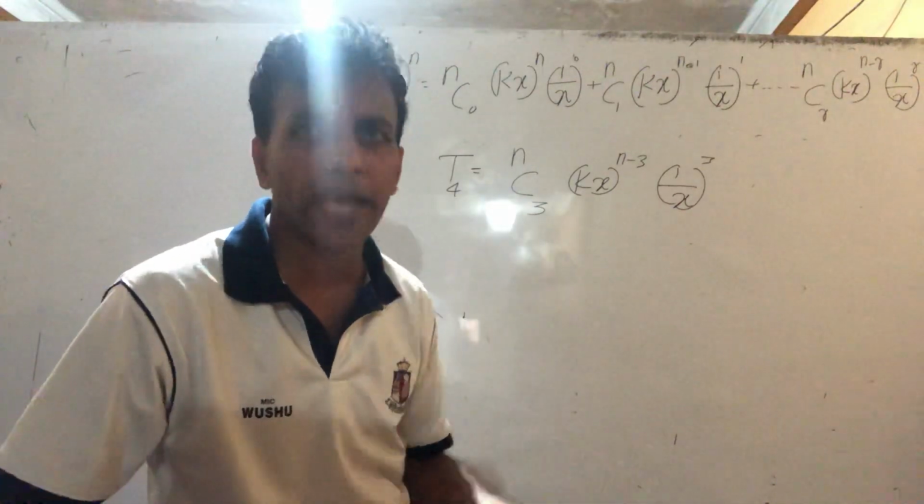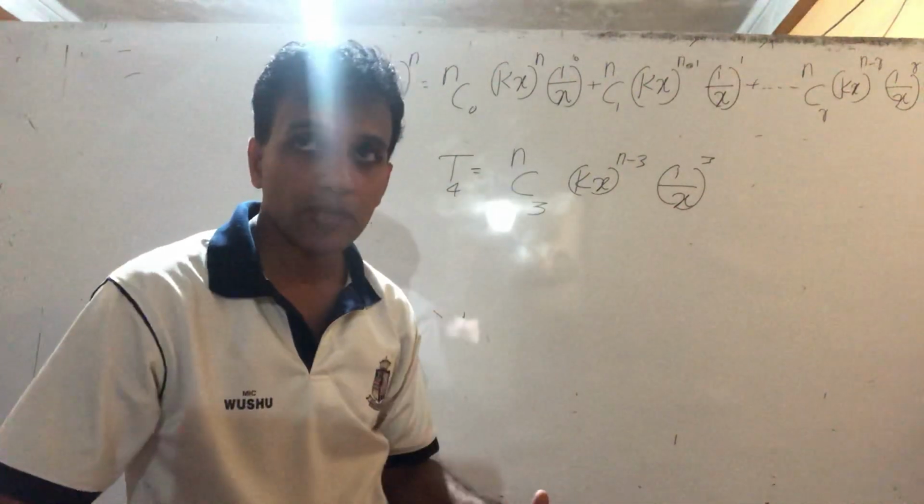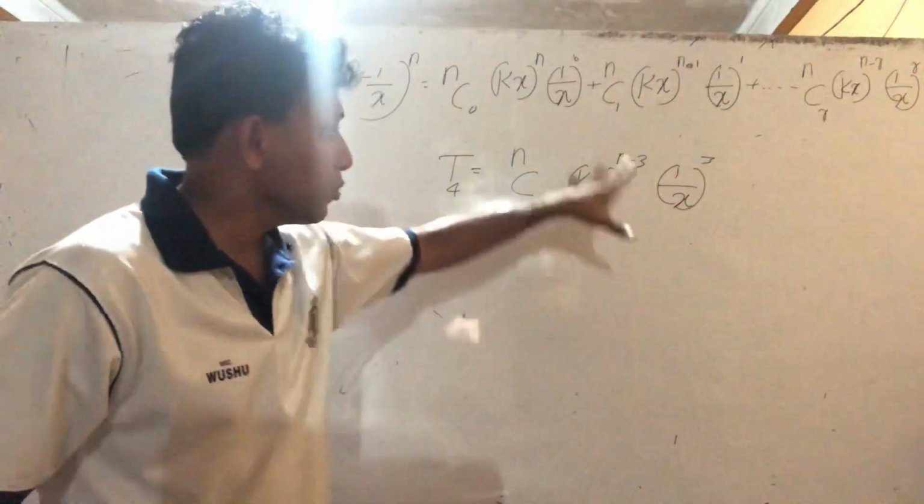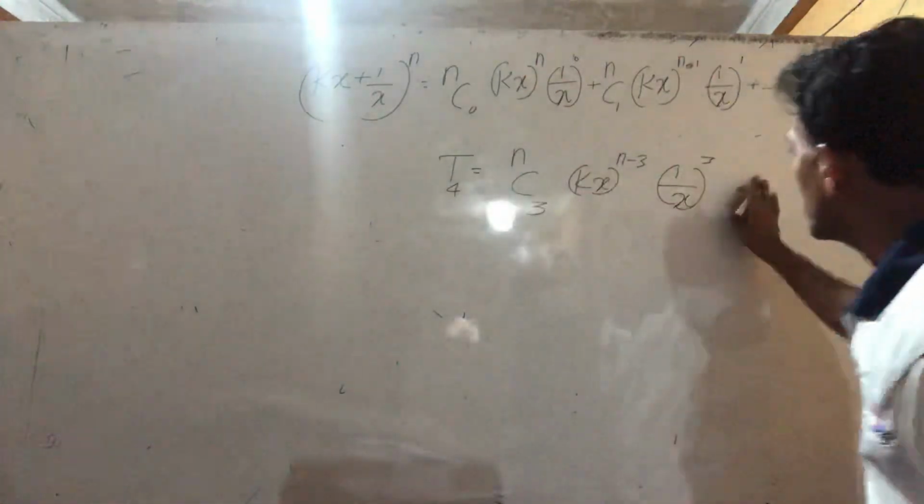Therefore, in the answer there is no x. X to the power of something is 0, no x term, right? Therefore, better you expand this. That means simplify this.